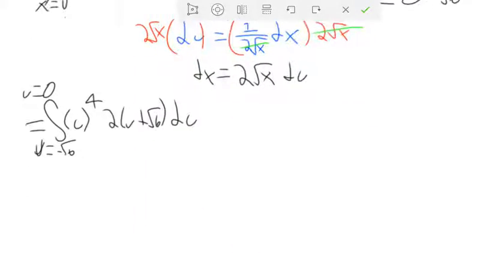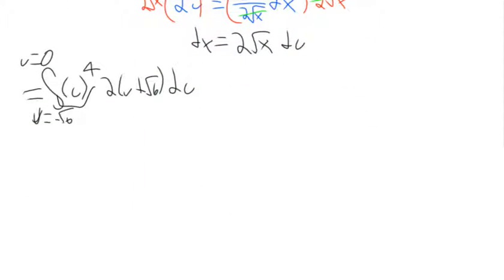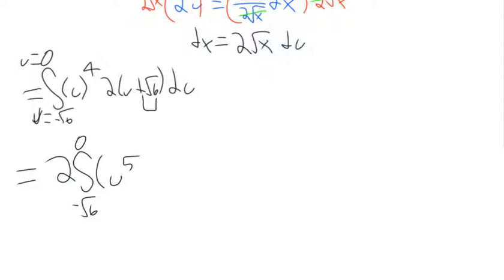Alright, and now we have something that's much easier to integrate. So we have these three factors being multiplied together, actually four if you include the du, and we see that this one is a constant multiple, so I can put that all the way to the front of the integral. And then I'll put down the integral from negative square root of 6 to 0 of u to the fourth power, and then we have to distribute that into here. So u to the fourth times u is going to be u to the fifth power, and then u to the fourth power times the square root of 6 is just going to be the square root of 6 times u to the fourth power. As you can see, now we only have two power functions that we have to integrate.